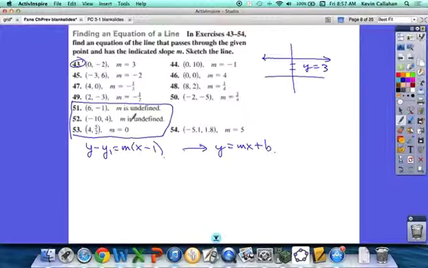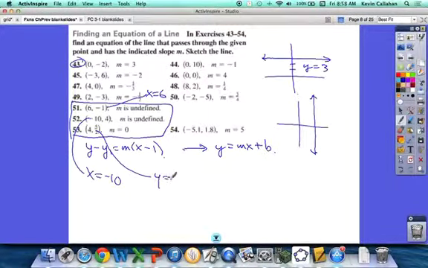Okay, what about the undefined? That's the vertical line, and a vertical line has the same x coordinate for every point on the line. So its x equals whatever that number is. So let's say on number 51, what would be the equation of the line? X equals 6. How about number 52? X equals -10. So whatever the x coordinate of that point is, that has to be it. So this one is x equals -10. This one is x equals 6. This one was y equals 5/2.